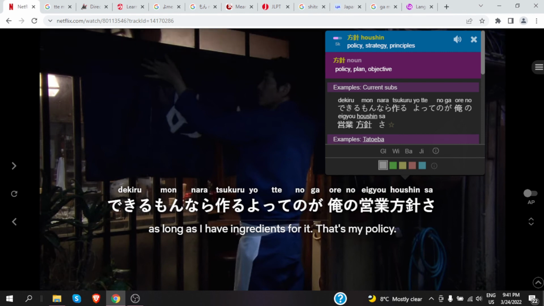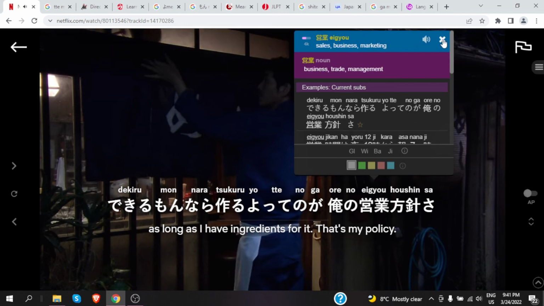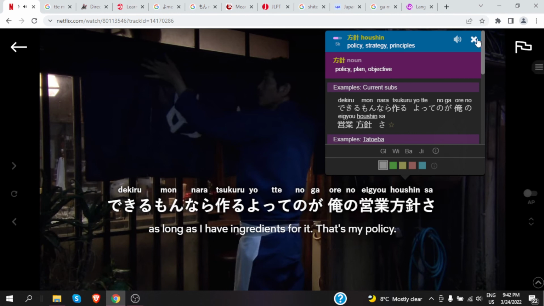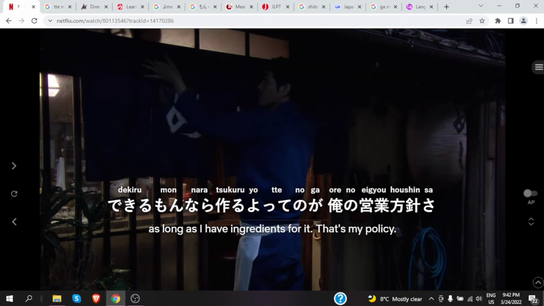Okay, so visualize business policy. I'm imagining some guy, some chef in a restaurant explaining the rules, his policy, to his customers. And okay, I'm going to connect that visualization with 営業方針. Business is 営業. Eigyo hoshin. Hoshin, policy, 方針. Eigyo hoshin. Okay. Dekiru, できる, be able to.